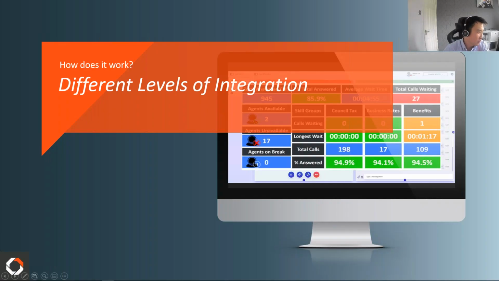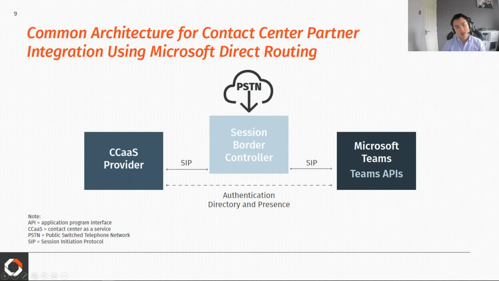So how does it work? What are the different levels of integration as we start going through this? What we have here is a common architecture for contact center partner integration using Microsoft Direct Routing. Microsoft Direct Routing was released quite recently, this year or the tail end of last year, and it provided a session border controller to be able to connect to Microsoft Teams via SIP. This provided inbound and outbound voice services to Microsoft Teams, and it gave a route of integration.